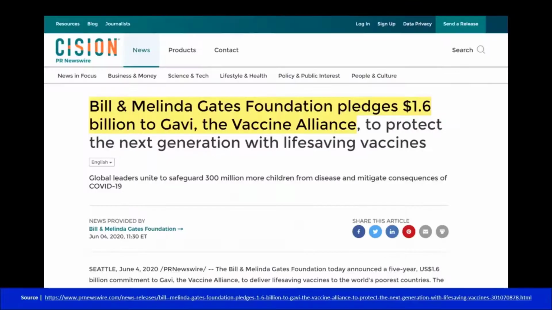Yeah. Bill and Melinda Gates Foundation pledges $1.6 billion to Gavi, the Vaccine Alliance, to protect the next generation with life-saving vaccines. So I've got a question for you. How do you think he's making more money? It must be, because if he just moves money around, that's just saving money on taxes. But his money isn't staying the same. He's going up 30%. So if he's going up 30%, he must have some kind of a business venture that's allowing him to do that.